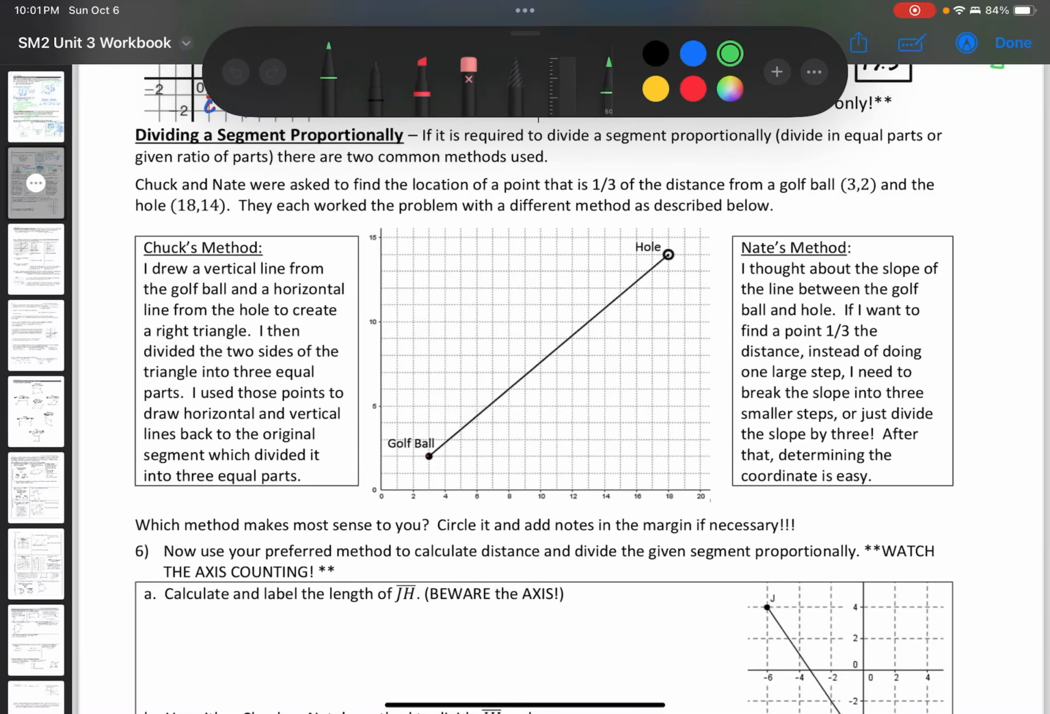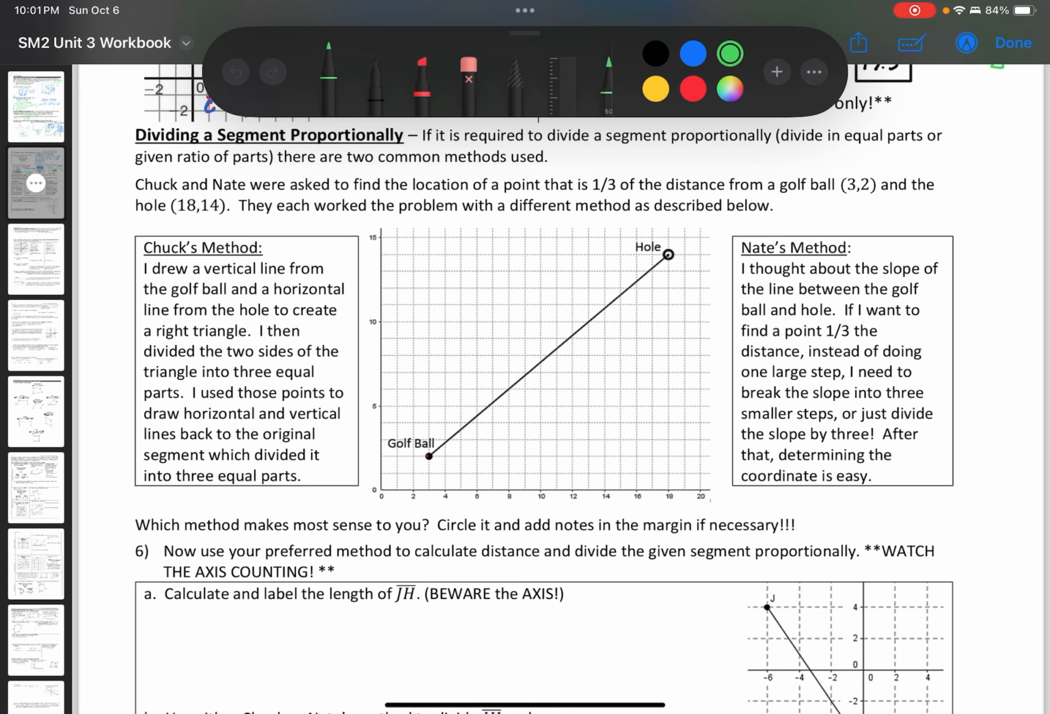So 3.1, finding the distance and the area. We're going to finish off these notes with these last two problems. The last thing we're going to talk about is dividing a segment proportionally. If it's required to divide a segment proportionally, in equal parts or a given ratio of parts, there are two common methods used.